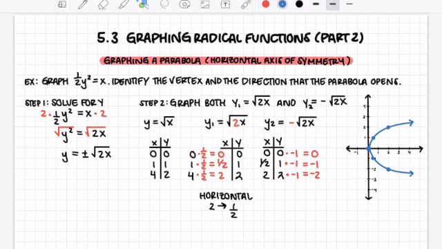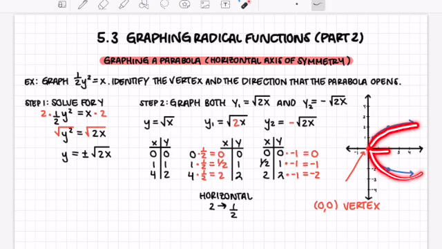I could see here that my vertex, the lowest point on this parabola, is 0, 0. And so that would be considered my vertex. So this is my vertex. 0, 0 is my vertex. And I see that my parabola is opening up on the right side of the graph.